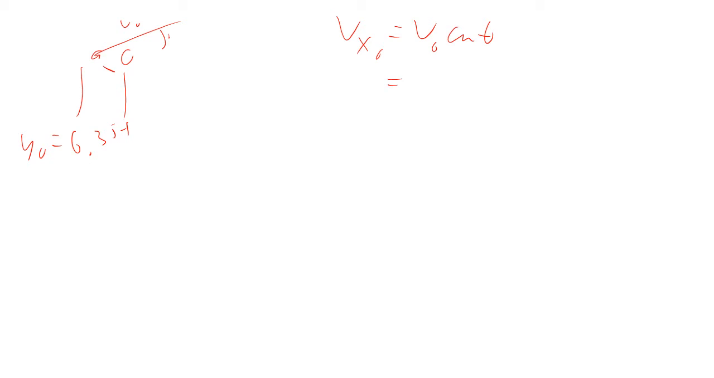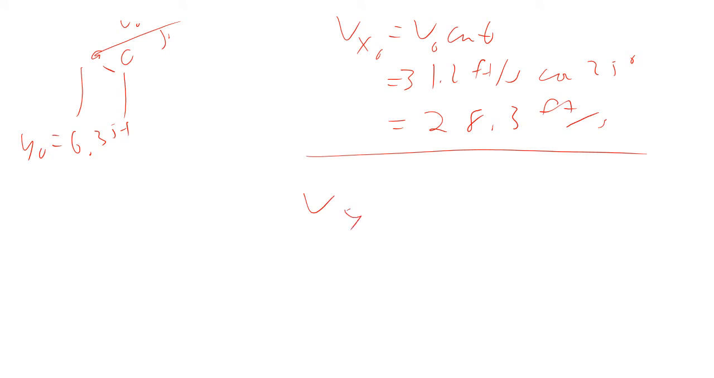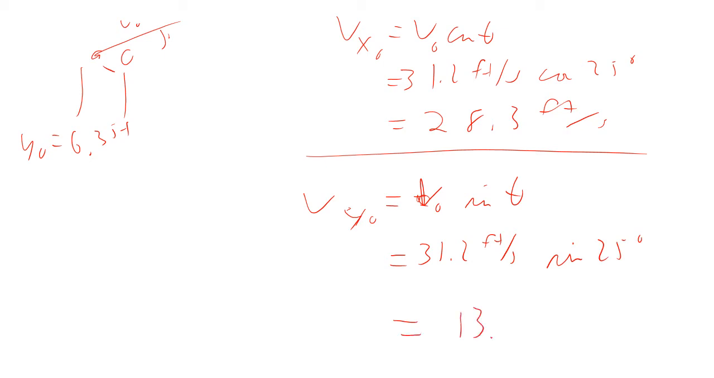So we know that the ball leaves the quarterback's hand here. We know that Y naught is 6.35 feet. We know the initial velocity V naught and the angle. So we know that Vx naught is going to be V naught cosine theta, which is 31.2 feet per second times cosine of 25 degrees. That turns out to be 28.3 feet per second. We know that Vy naught is V naught times sine theta, so 31.2 feet per second times sine 25 degrees, which is 13.2 feet per second. So we now know the X and Y naughts.